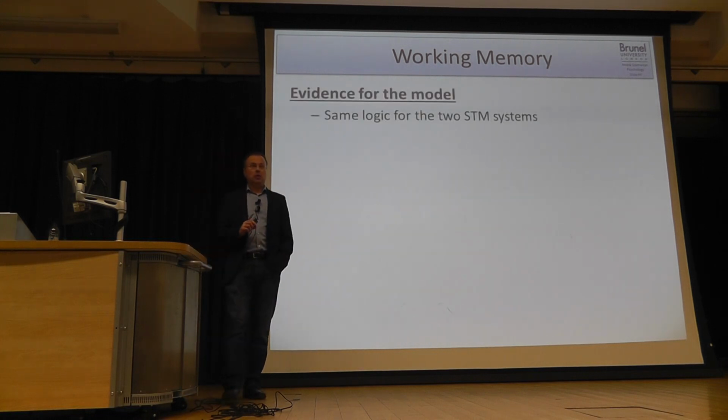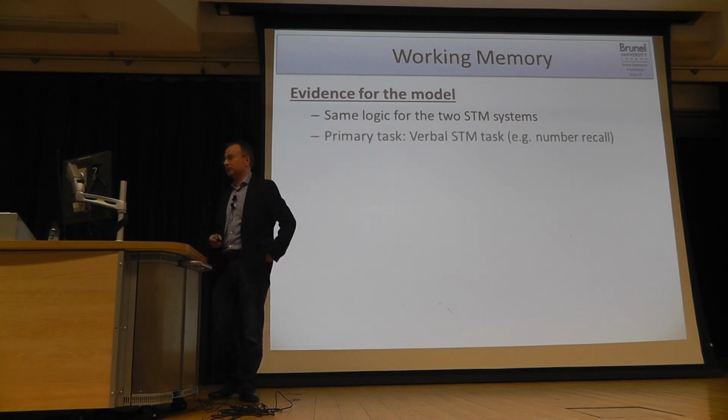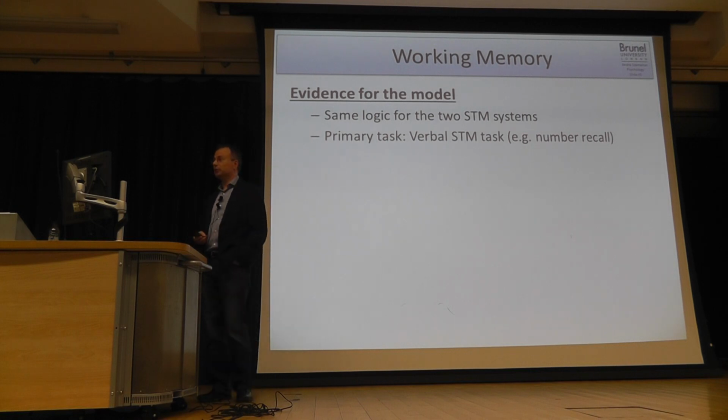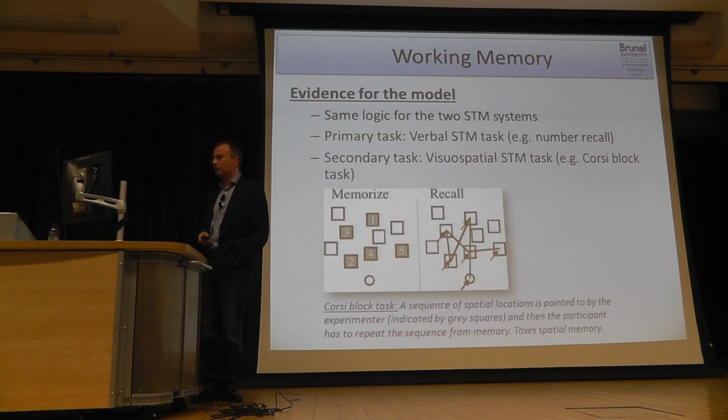They used the same logic to show that we have at least 2 different short-term memory systems, one for auditory, one for visual information. So the primary task, again, was a verbal short-term memory task, like number recall. And the second task was a visual spatial short-term memory task, and they used, for instance, the so-called Corsi block task. How does it look like?